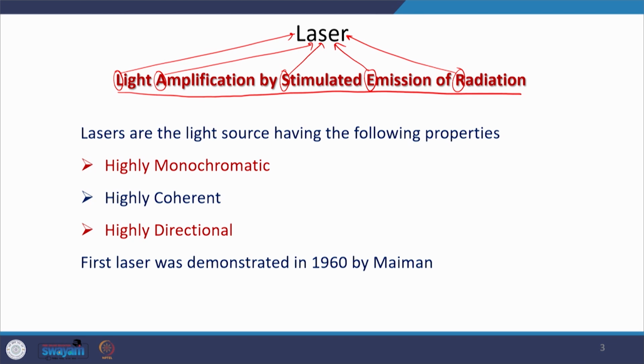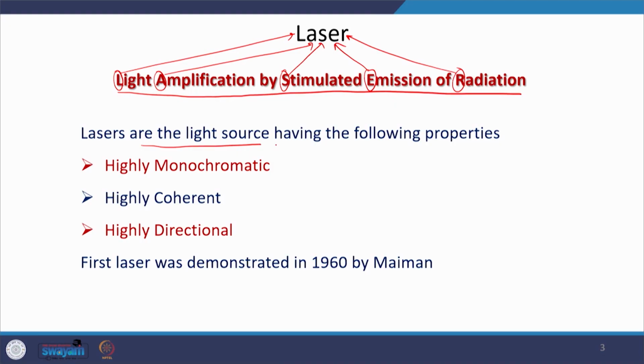Okay. The light is being amplified through a process called stimulated emission of radiation, and whatever output we receive in this process we call laser. Lasers are light sources which have certain properties: they are highly monochromatic, they are highly coherent and they are highly directional.